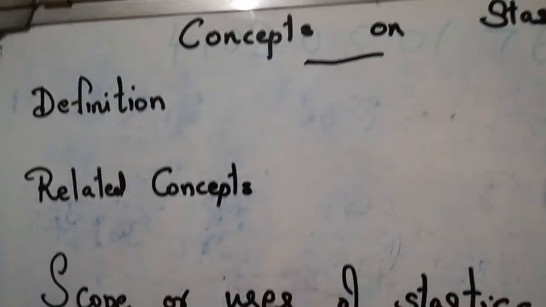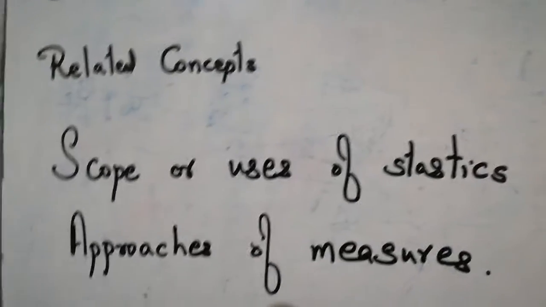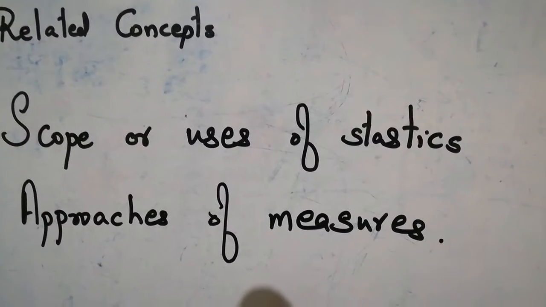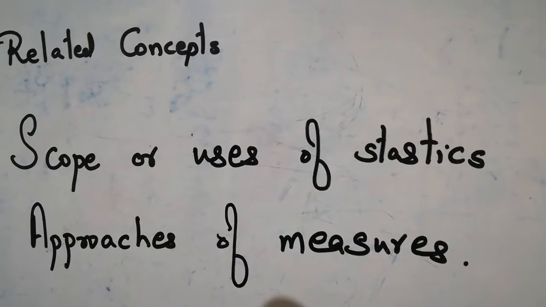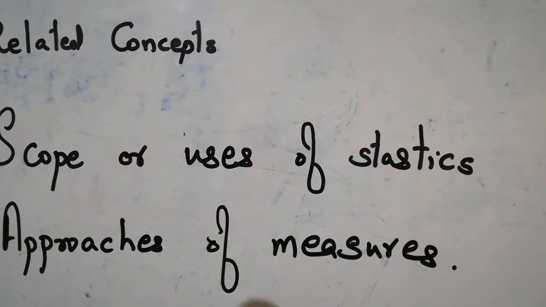So, to conclude, we discussed points like definitions of statistics, related concepts like variables, data, graphs, central tendency, all those things. Next, we discussed the scope or uses of statistics, and the measures or levels of measurement in statistics.